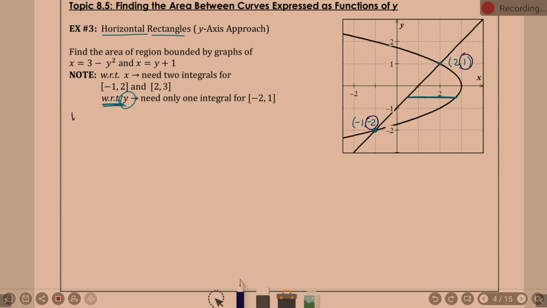Let's see. I'm going to go ahead and write, I see in my notes I have written on here, with respect to y. In case you look back at that later and say, what the heck was that?